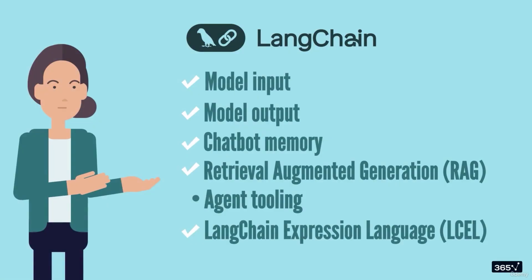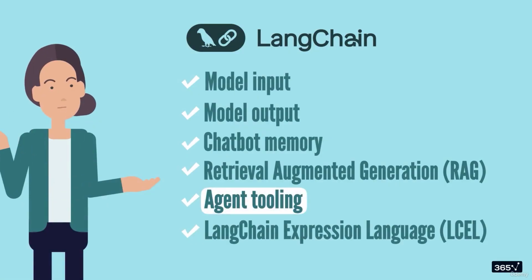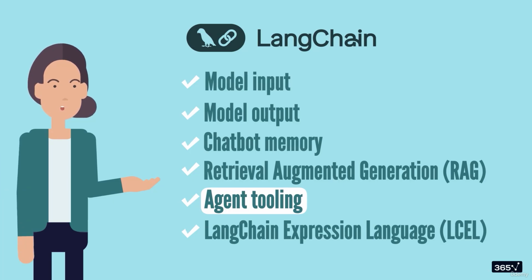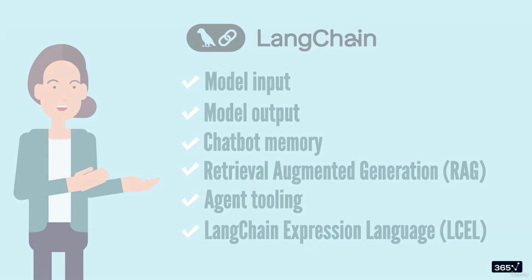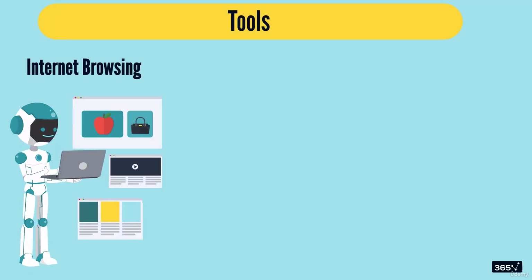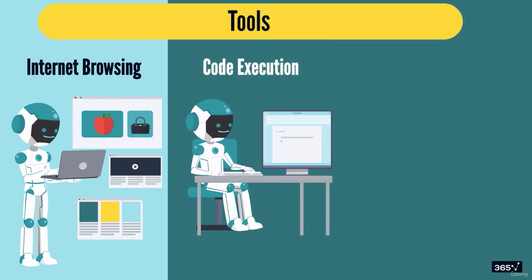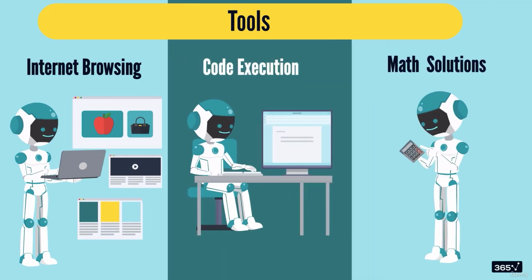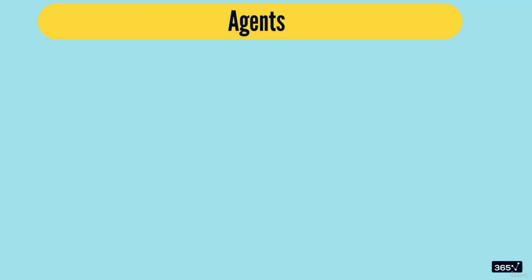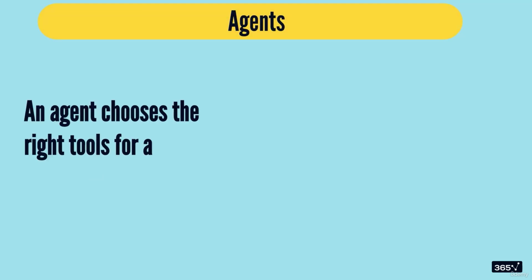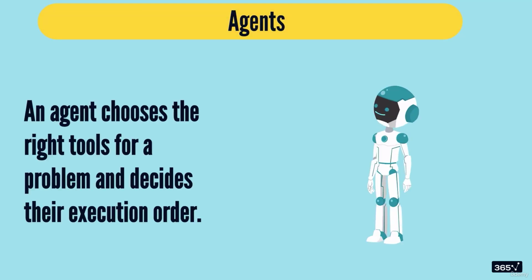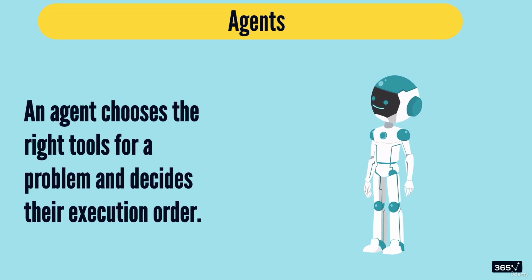And finally, we arrive at the Tools and Agents section. Tools are objects that give a language model access to the outside world and allow it to, among others, browse the internet, execute code, and solve mathematical problems. An agent, in turn, is a particular object that chooses the right tools for a problem and decides their execution order. This part of LangChain gives a chatbot the ability to reason.